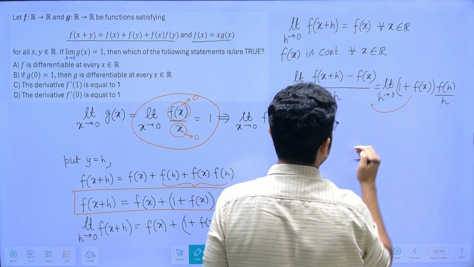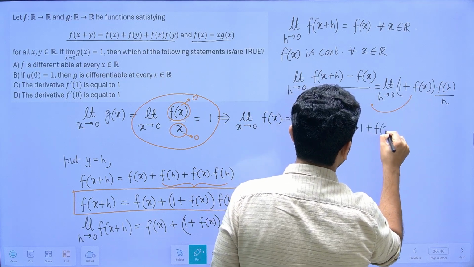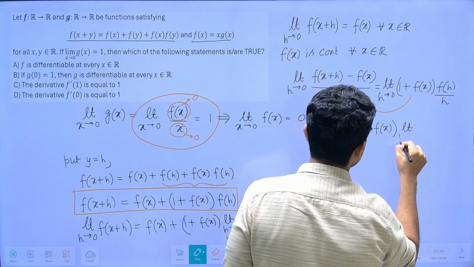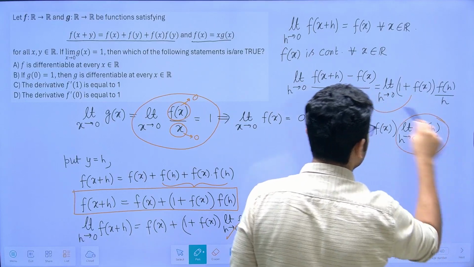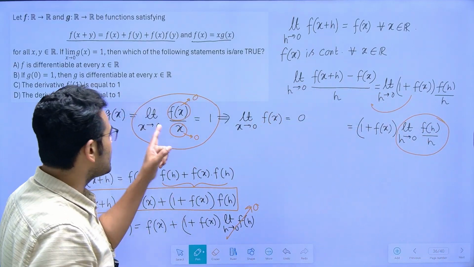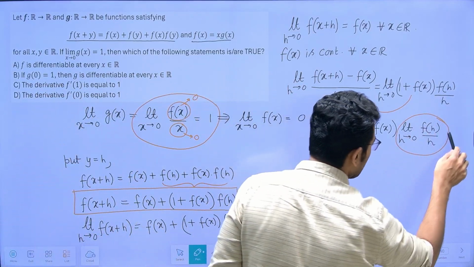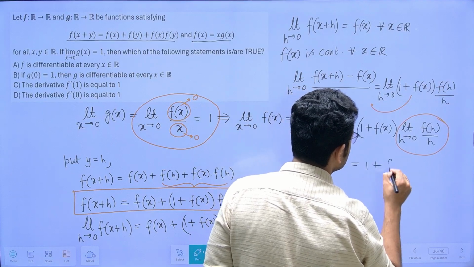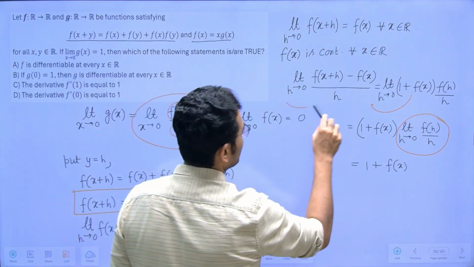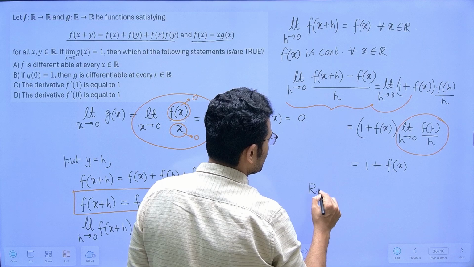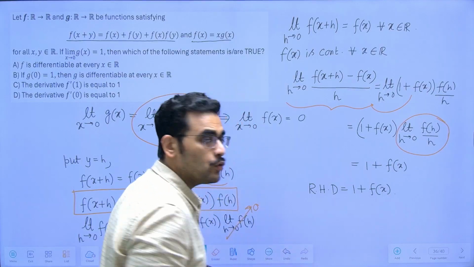Now 1 plus f(x) can be taken out of the limit. So this will be 1 plus f(x) into limit h tends to 0, f(h) by h. Now what is the value of this? This value is given in the question: limit x tends to 0, f(x) by x is 1. So this limiting value is 1. That means this is equal to 1 plus f(x). So what we have proved is that the right hand derivative, RHD, is equal to 1 plus f(x).